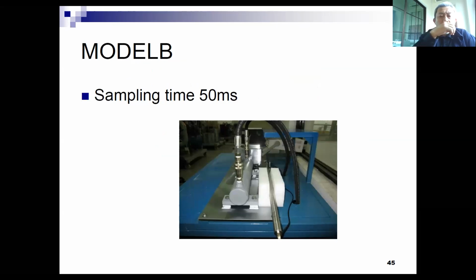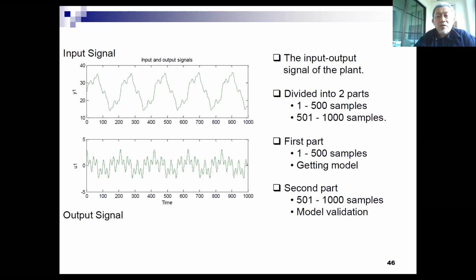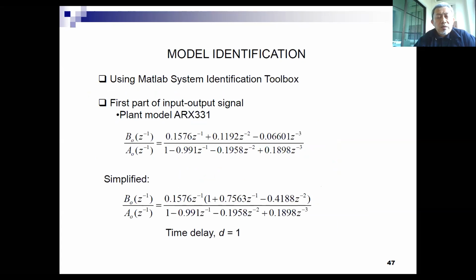Then we do another experiment. This time around, we change the sampling time at the data logging system, from 45 millisecond to 50 millisecond, or 0.050 second. We do the same thing: capture the data, plot the data, divide into two, the first half for the estimations and the second part for the validations. Then we get another polynomial for the ARX331 model structure, which is different in terms of the value of the coefficients.